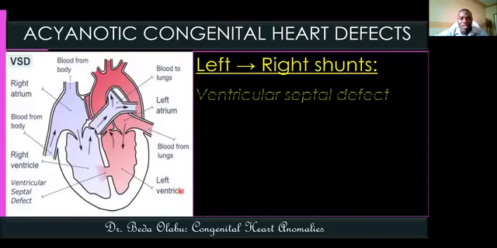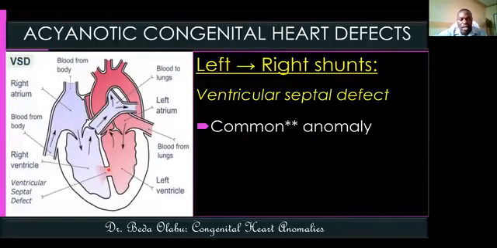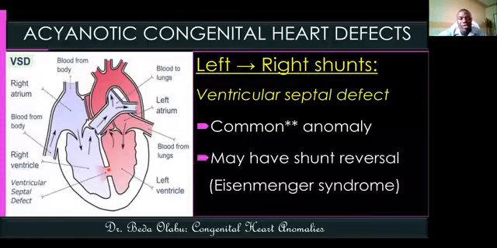So you can have a left to right shunt if you have a ventricular septal defect. It means there's a defect in the interventricular septum. If you have a defect in the interventricular septum, blood in the left chambers will move to the right chambers because the left chamber pressures are usually higher than the right chamber pressures postnatally. And that is why VSD gives you a left to right shunt. It's one of the commonest congenital heart diseases, actually.